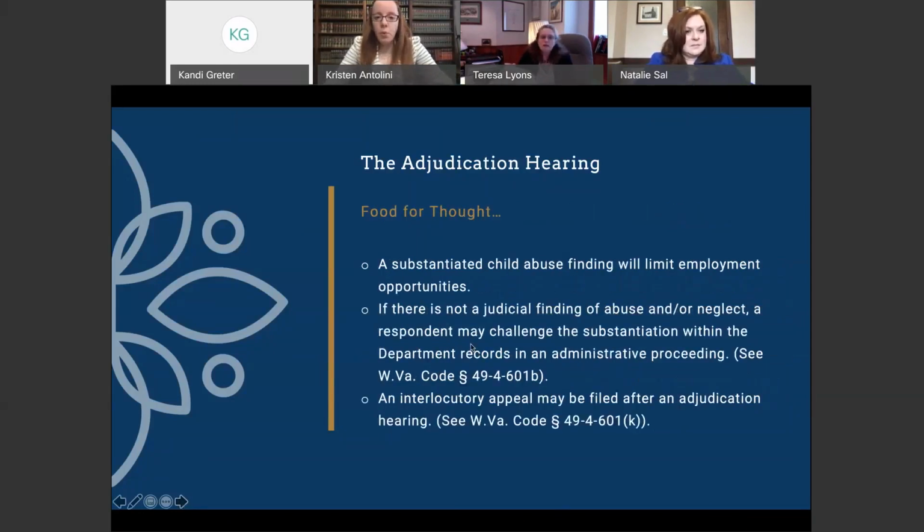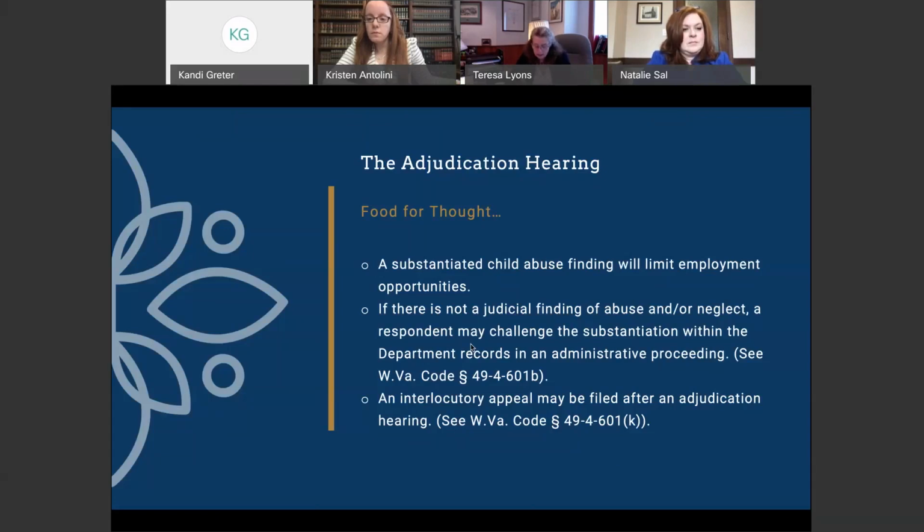And what are some other really important things to remember in conjunction with an adjudication hearing? Well, going forward, it's important to remember that a substantiated child abuse finding will limit employment opportunities in the future. Specifically, people are precluded from working as CNAs with the elderly, and/or daycare. Those are the most common employment situations that are affected if somebody is in fact found to have been an abusive or neglectful parent.